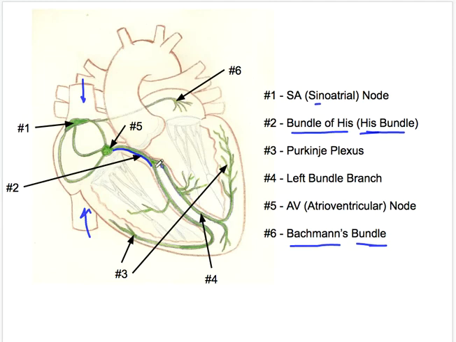Then it's going to branch into the right and left bundle branches, and so you see those bundle branches curve around the wall of the ventricles.